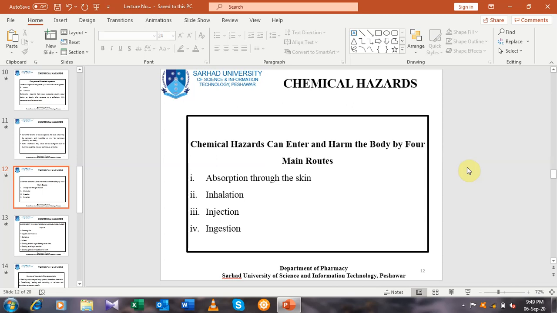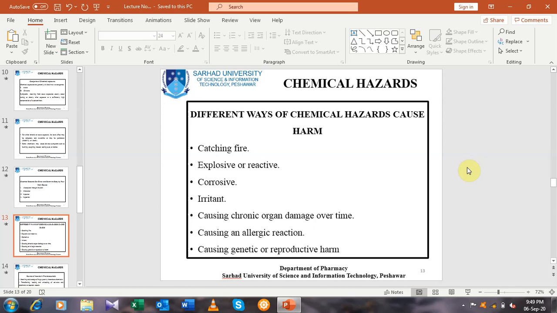Chemical hazards can enter and harm the body by different routes, including the four main routes: absorption through the skin, inhalation, injection, and ingestion. And the different ways chemical hazards can cause harm, like catching fire, being explosive, corrosive, irritant, causing chronic organ damage over time, causing an allergic reaction, causing genetic or reproductive harm.